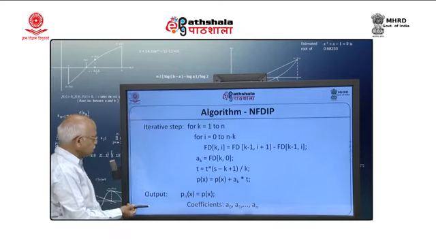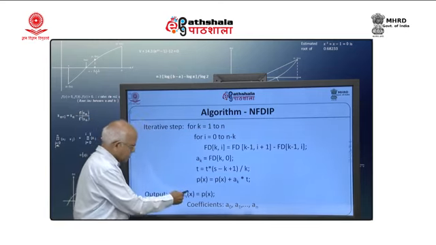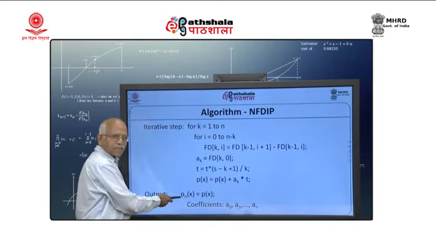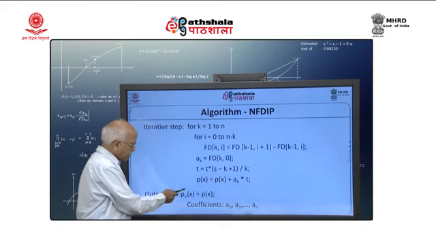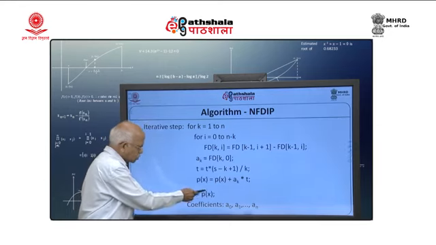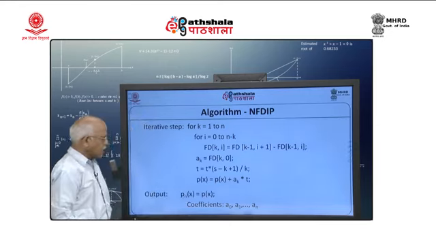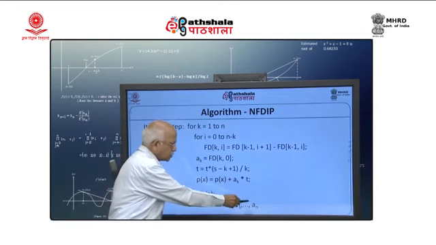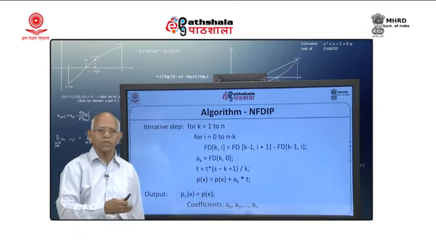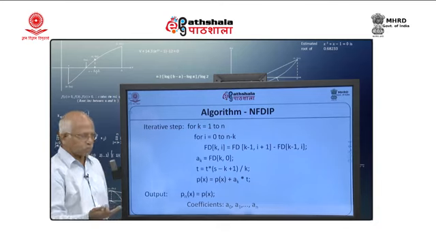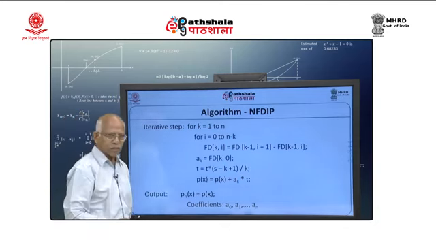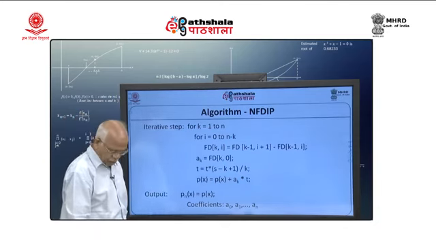So, my output is now clear that this is p n x, that is I am writing here n only to indicate that this is an nth degree polynomial. So, p n x is nothing but p x here. So, this is what I will get as output, and the coefficients a 0, a 1, a 2, a 3, a n, which are the coefficients of the Newton's forward difference interpolating polynomial. So, this is my output I get.